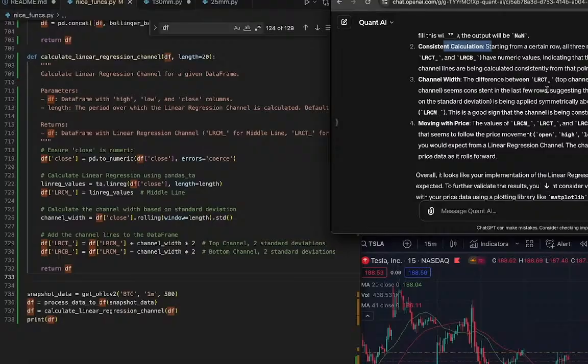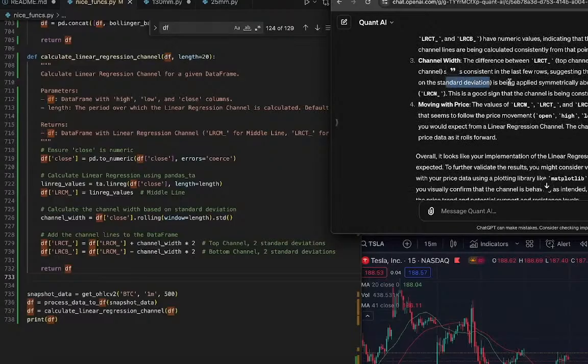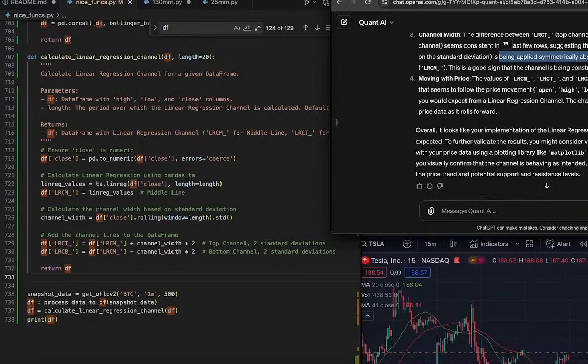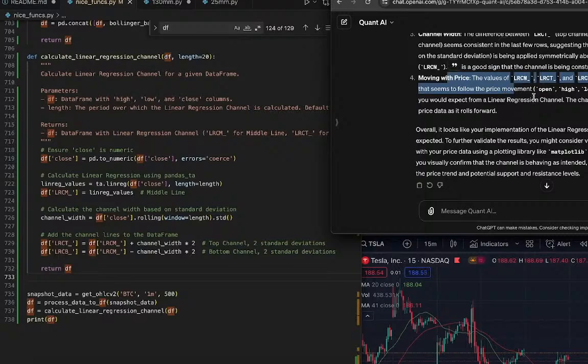Channel width, the difference between LRCT, top channel, and LRCB, the linear regression channel bottom, is consistent across rows, suggesting that the channel based on standard deviation is being applied symmetrically above and below the line. With the values LRCM, LRCT, and LRCB changing, it seems sufficient.